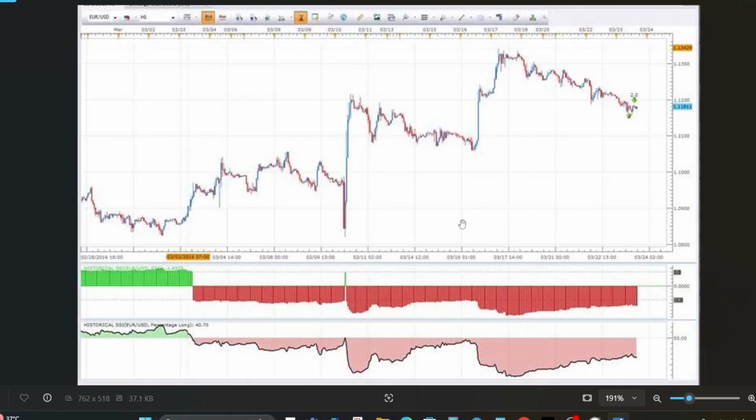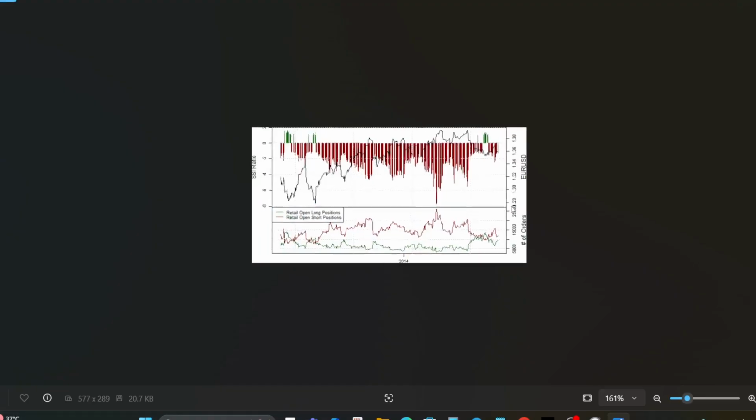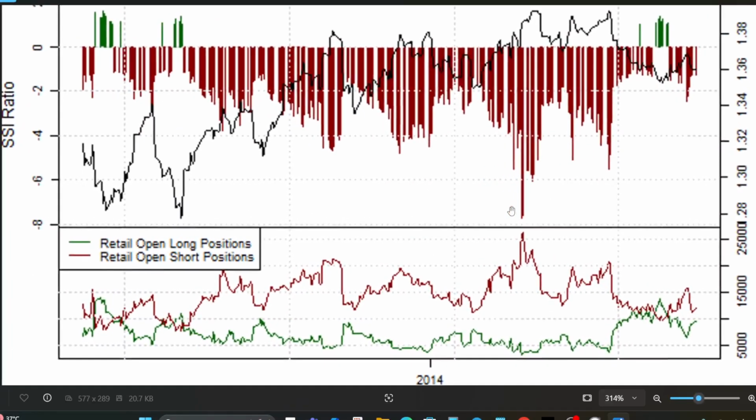All right. Now, let us talk about how to apply the speculative sentiment index in your trading. The first step is to check the SSI data. Start by looking at the SSI ratio for the currency pair you are trading. If you see a strong imbalance, such as 75% of traders being long, it might be a signal that the market could move lower.